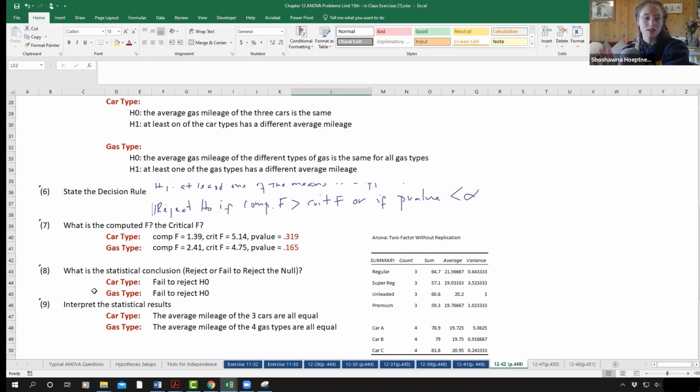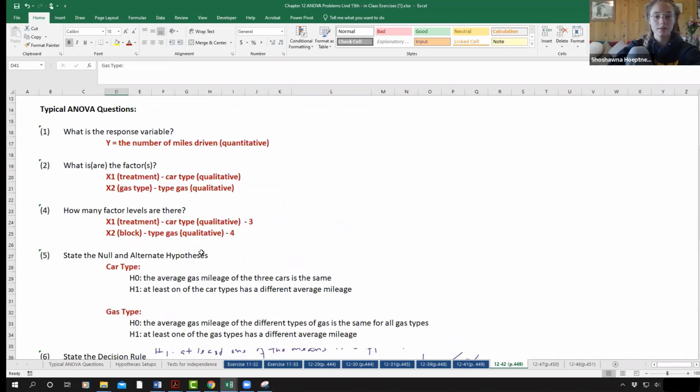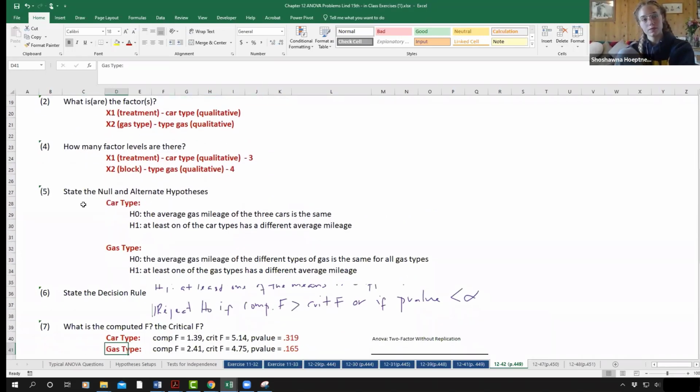So it just means that if the gas was different than the car type, that the gas type affected those certain cars. No, we're not doing that. We're not looking at this car type and gas type. We're actually testing the car type separate from the gas type. Again, basically, here's what we're doing.